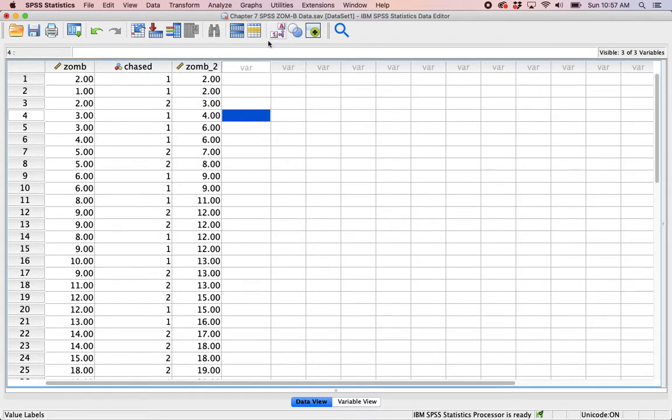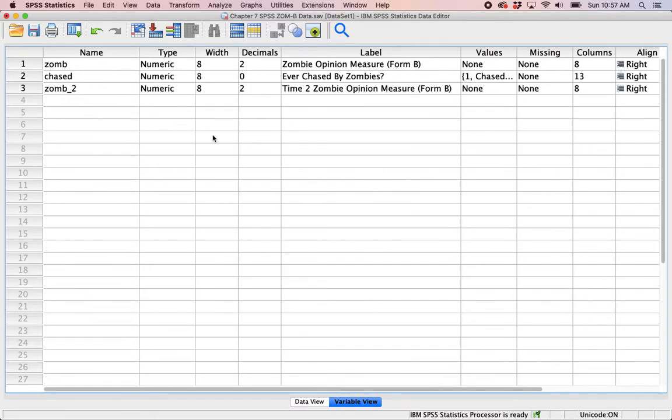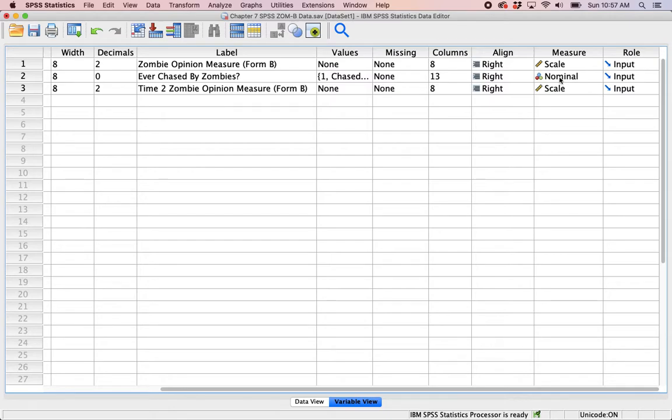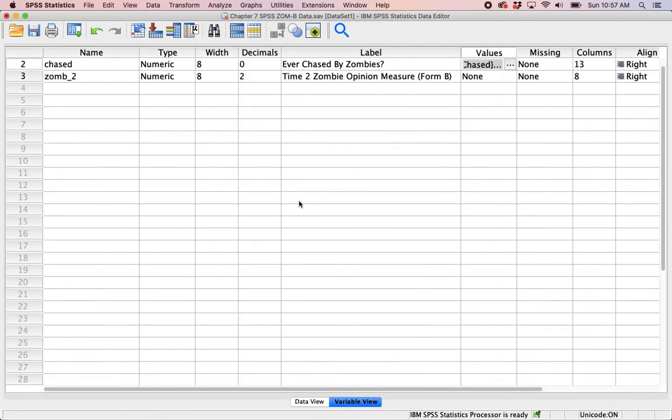If you toggle back and forth, what you'll see is that what we have to do in SPSS is provide a numerical value. The way that we did that is we can go back to our variable view. You'll see that we've got our two zombie opinion measures, zombie and zombie2. These are of course scale, but to create our nominal variable, we had to enter value labels associated with each value of the variable. So we had to go in and enter 1 is equal to chased and 2 is equal to never chased.